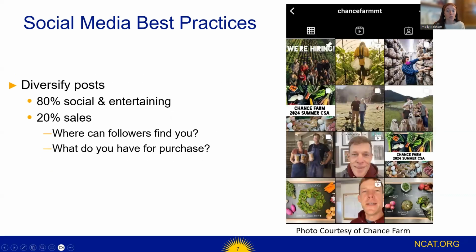Another best practice is to diversify your posts by keeping proportions around 20% sales and marketing and 80% social and entertaining. These proportions come from the Social Ginger, who specializes in local food and farmers market marketing. Sales posts should include information on where customers can find your products and what you have for purchase.